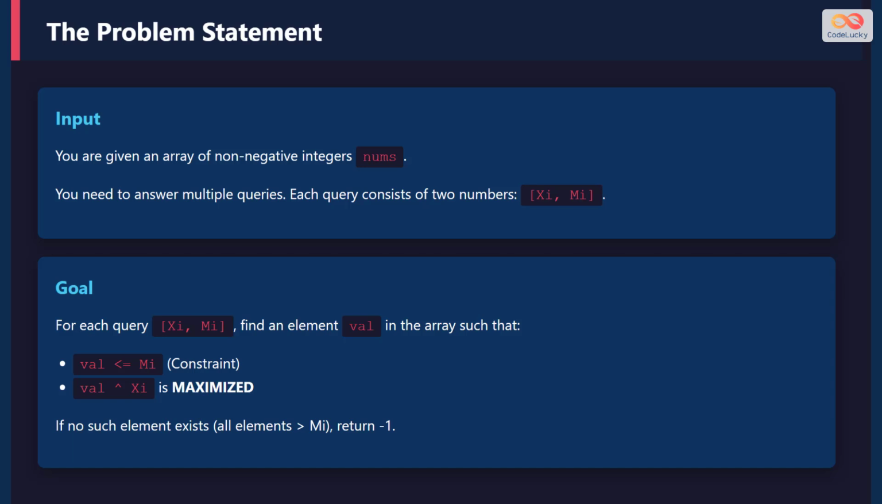Here is the problem. You are given an array of non-negative integers. You receive multiple queries. Each query gives you a number x and a limit m. Your task is to find a number in the array that is less than or equal to m, which, when XOR'd with x, produces the maximum possible value. If no number satisfies the limit, return -1.